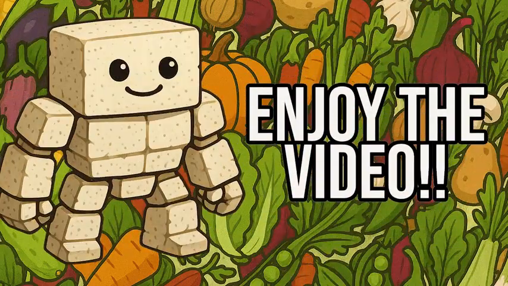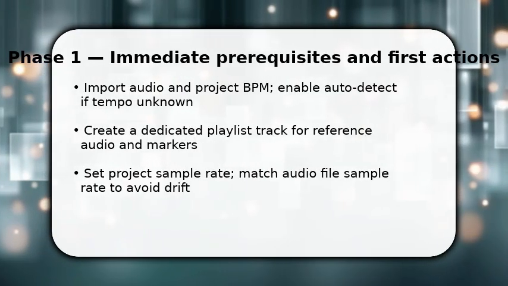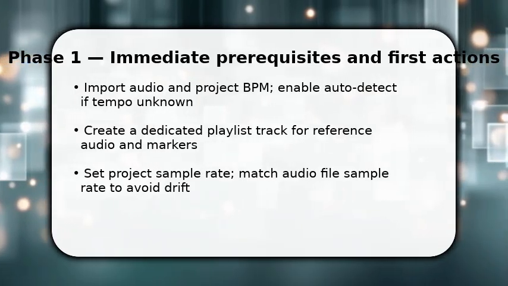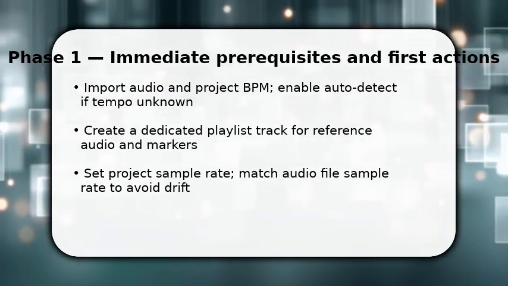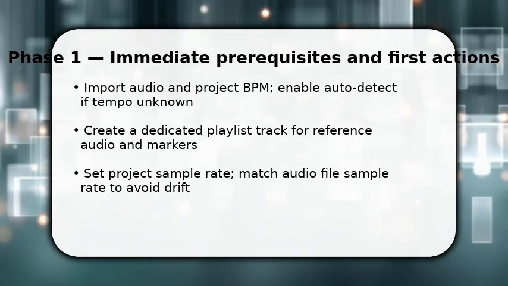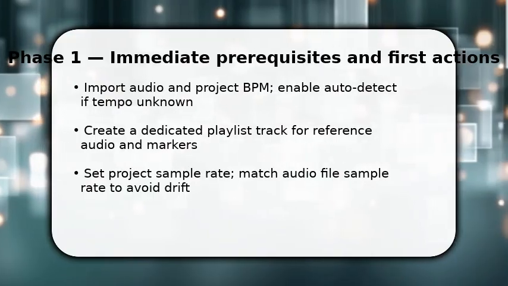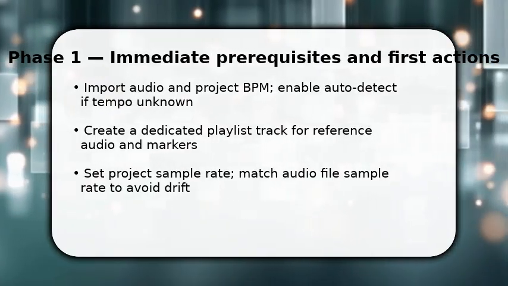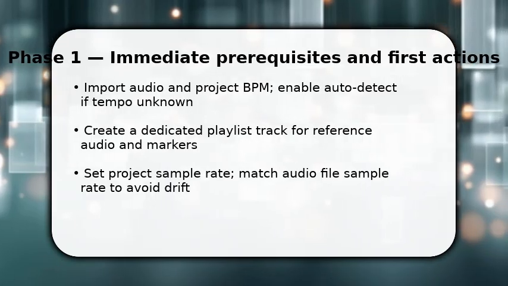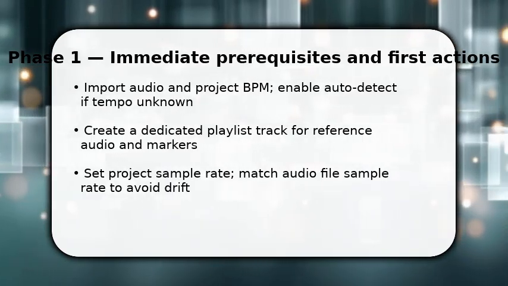Please enjoy the video. You start by importing both the reference and recorded audio into the playlist. Make sure the project's BPM and sample rate match the reference to prevent timing drift. Next, place the reference on its own track and add a marker at a clear transient so you have a fixed alignment point. This reduces ambiguity later.